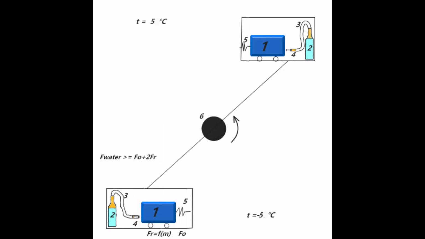So about the picture, the description. Number one is a carriage, useful load. Then number two is a bottle with water and oil. 3 is a hose. 4 is a syringe. And 5 is a spring. And 6 is the electric generator.